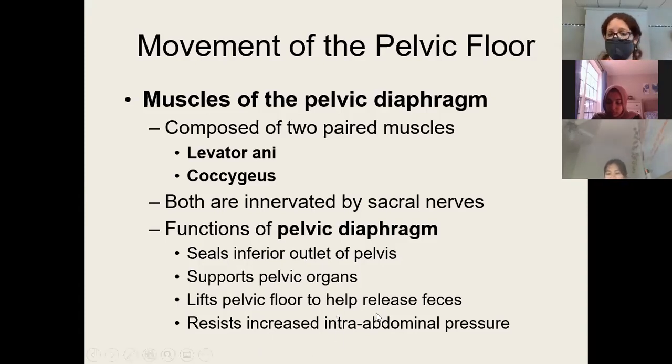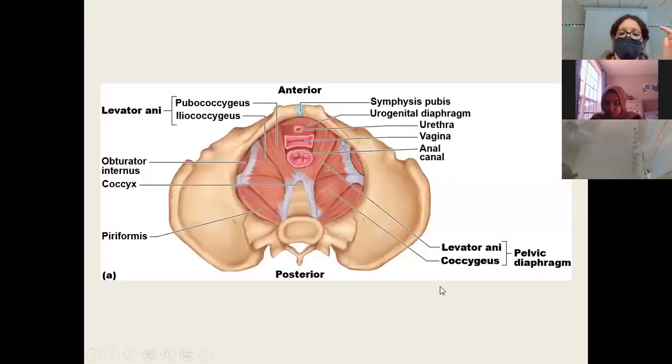Lifts pelvic floor to help release feces and resists increased intra-abdominal pressure. So, for example, those last two kind of go together. If you've ever been constipated and you're trying to release feces, you're bearing down is what it's called, like trying to force the feces out. That increases intra-abdominal pressure. If we didn't have the pelvic diaphragm, the bottom part of you could just split open. That'd be awkward. So we have this pelvic diaphragm to help with that.